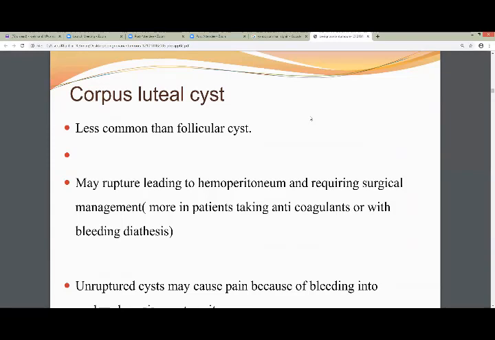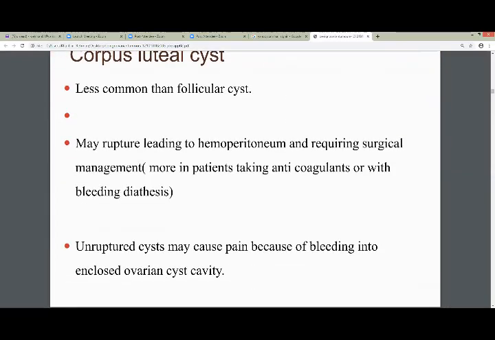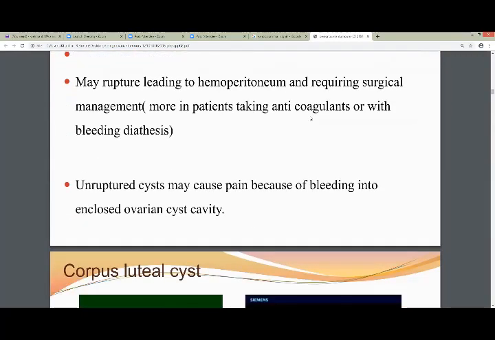The risk is more, though not proven, in patients who are taking anticoagulants or have a bleeding diathesis. An unruptured cyst may cause pain because of bleeding into the enclosed ovarian cyst cavity.